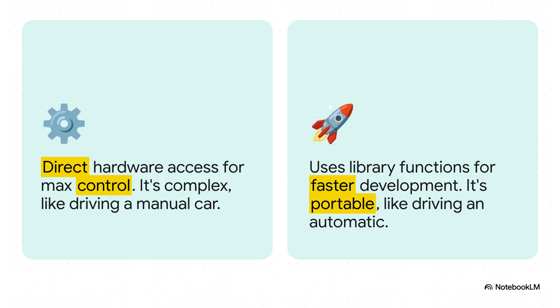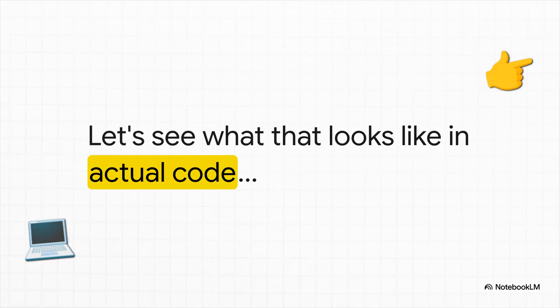You'd go this route for things where every single microsecond counts. Think mission-critical stuff like a pacemaker or a car's anti-lock braking system. Performance there is non-negotiable. Then on the other side, you've got the hardware abstraction layer, or HAL. This is like driving an automatic. It's so much faster and easier to just get in and go, but you do give up some of that fine-grained control.